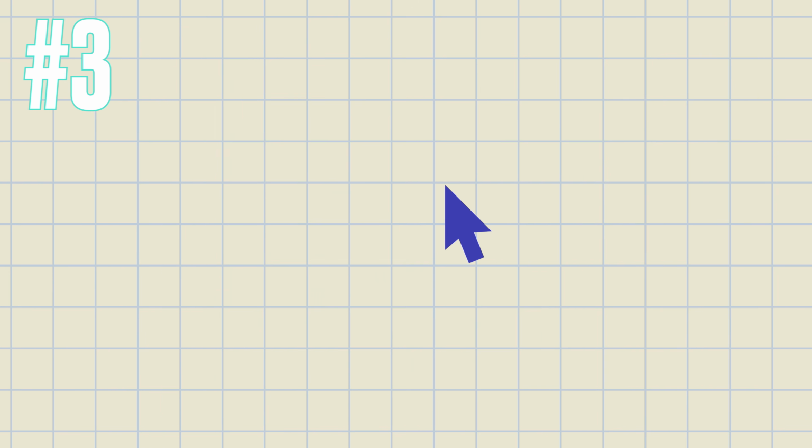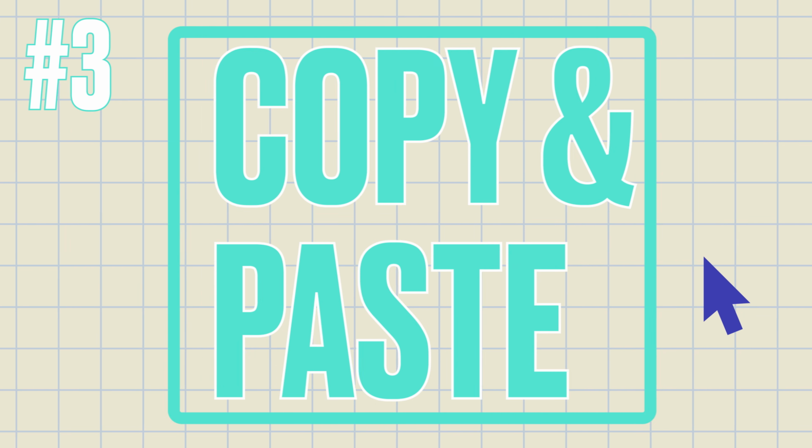All right, the third secret feature I have in Kittl for you is the copy and paste feature. Now, I don't mean copy and pasting from within a project like you can see right here.